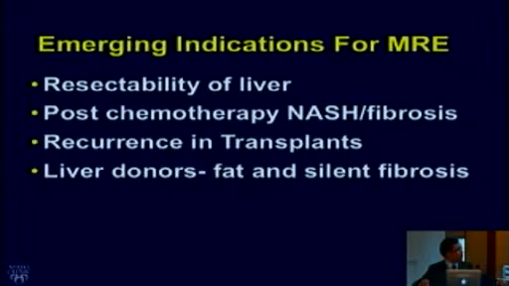We have found that the surgeons are more interested in finding out the liver stiffness before they resect the liver, because they don't want to encounter mild fibrosis in these patients. And post-chemotherapy, especially for colorectal metastasis, they are at risk of developing NASH, steatohepatitis, and fibrosis. And oncologists are concerned, and they want to find out if the liver is soft or fibrotic. And even recurrence of fibrosis in transplants is also a new indication for MRE. And also, interestingly, we did find out that liver donors can have silent fibrosis, especially when they have fat. And we are now routinely doing MR elastography in all donors in order to detect if they had any fibrosis.